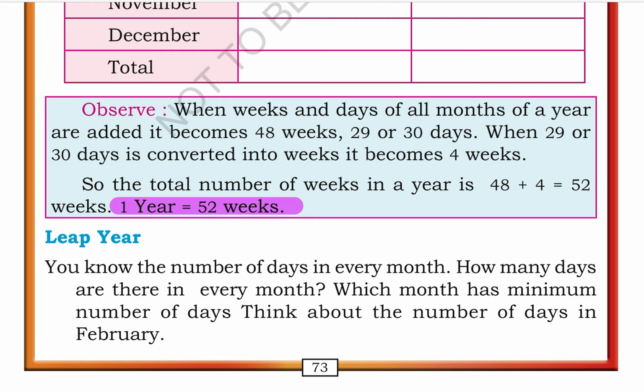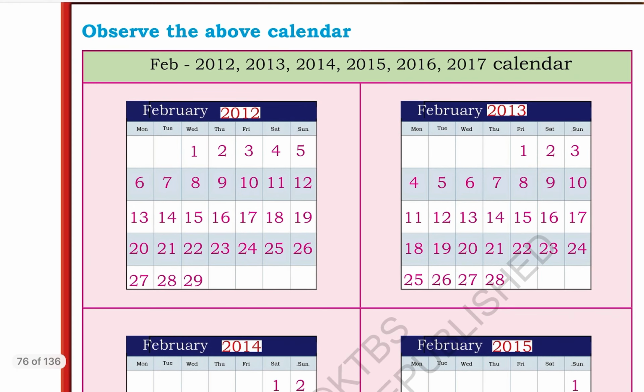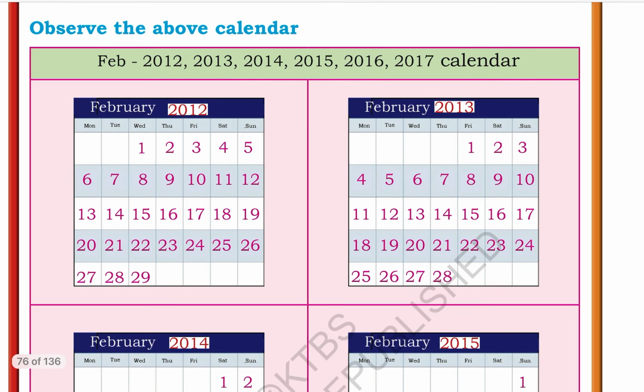Leap year means, you know the number of days in a month. How many days are there in every month? Which month has minimum number of days? Think about the number of days in February. Okay. In February, okay, let us observe in the above calendar.